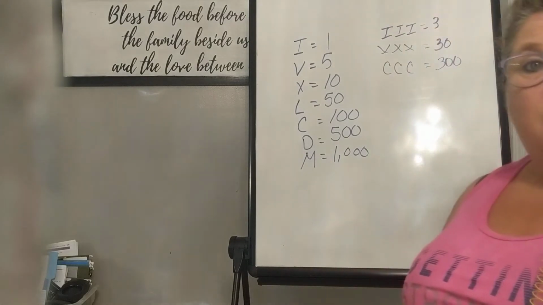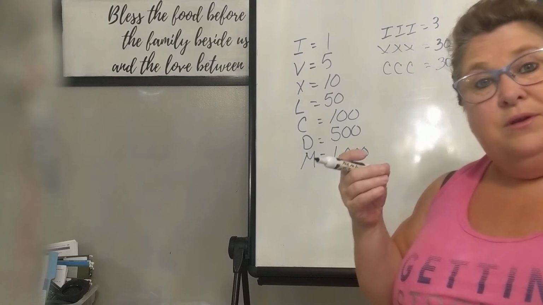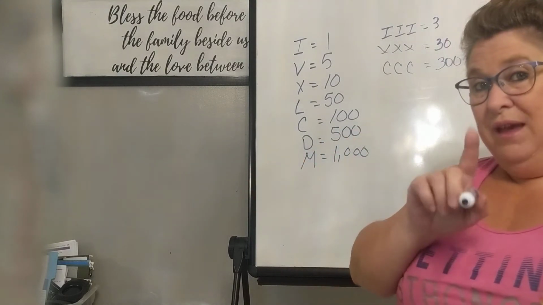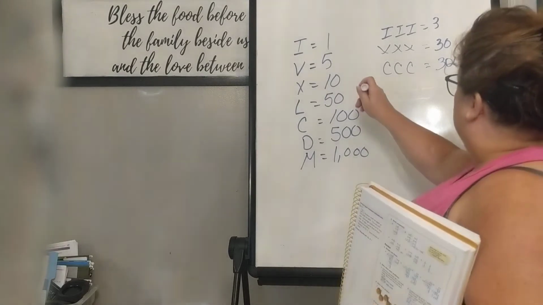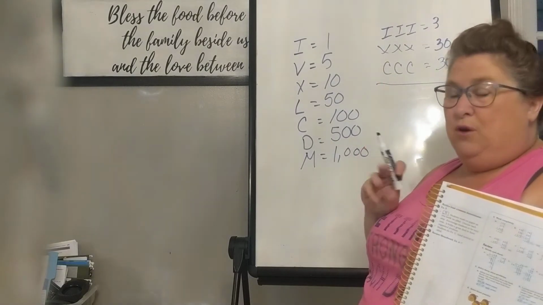Well, you might be saying, well, Ms. McDermott, how am I going to write the number 4? Or how am I going to write the number 40? Or how am I going to write the number 400? I'm going to show you that in just a minute. Just stay with me, okay? All right, so that's the first thing you have to remember. We cannot have the same letter more than 3 times in a row.